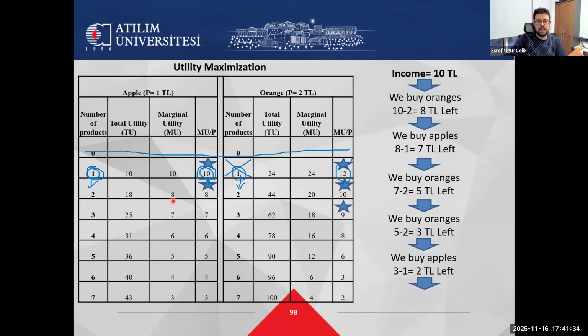2 Turkish lira left, then 7 to 8. So we choose the orange one. No Turkish lira left. Okay, for maximizing our utility by using 10 Turkish lira, we get 2 apples and 4 oranges.